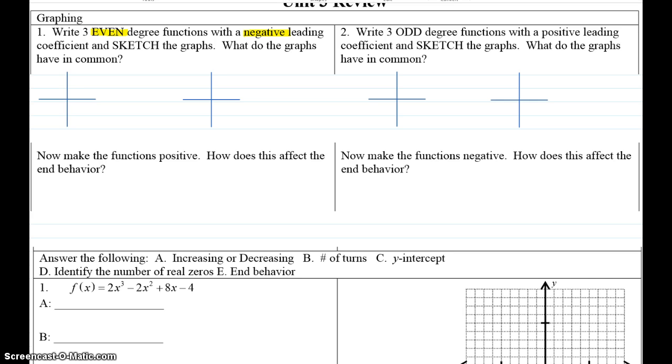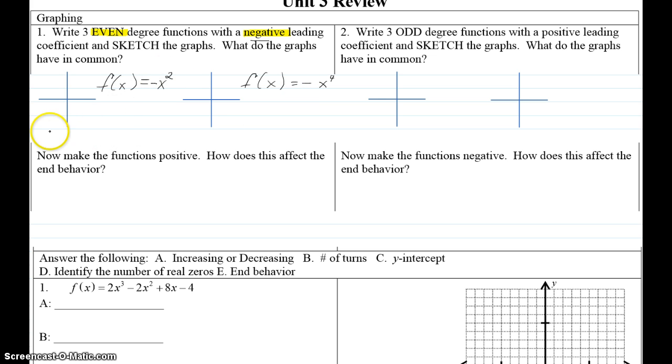Well, I'm only going to draw 2 graphs. The one over here on the left is going to be, let's do f of x equals x squared, just a basic parabola, and f of x equals x to the 4th. But it said we have to have a negative coefficient, so I'll make this one negative and make this one negative.